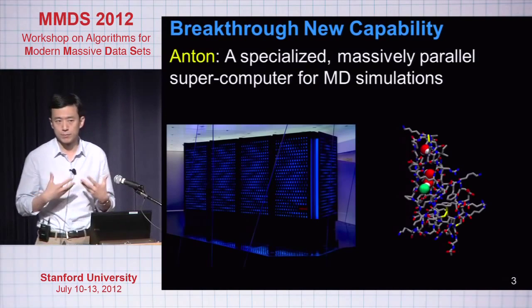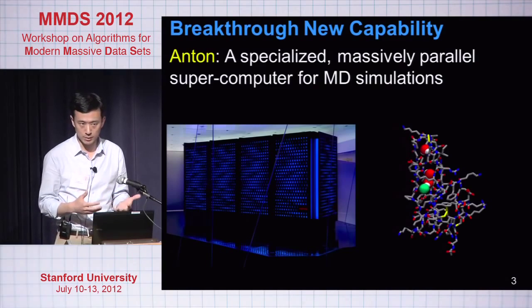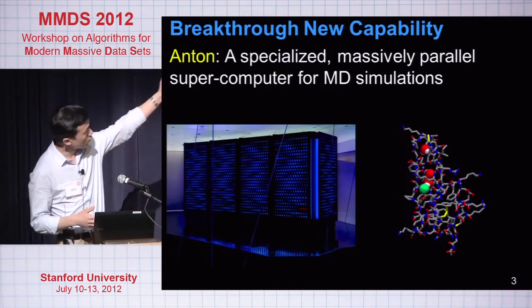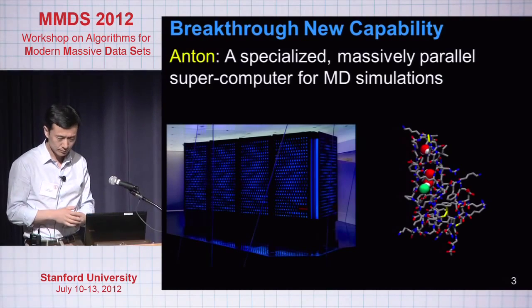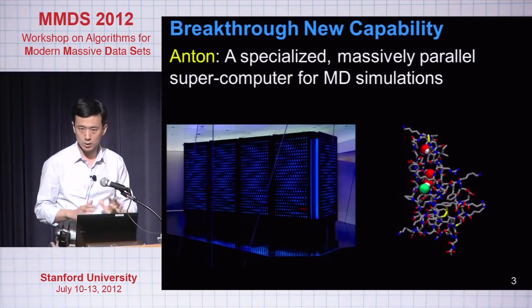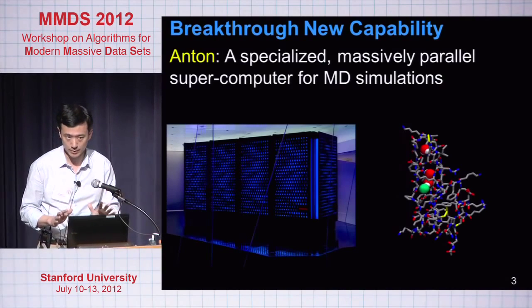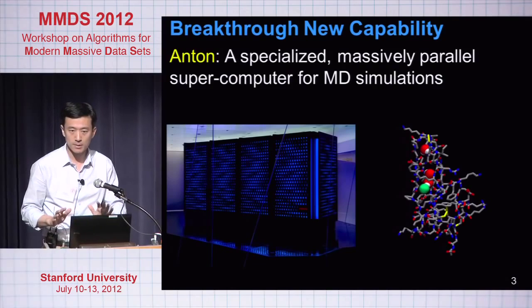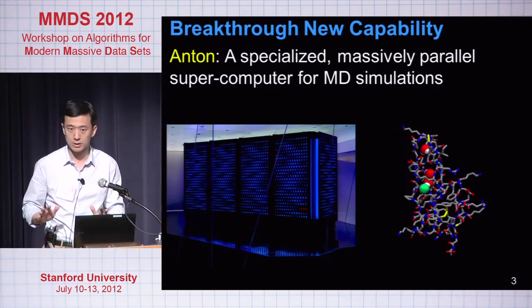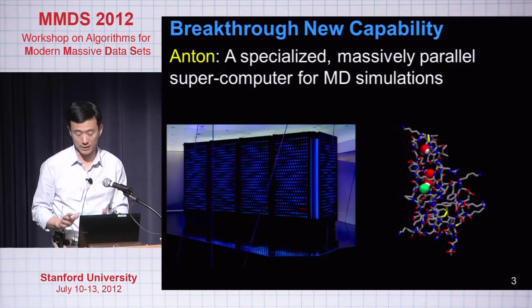We have already built a special purpose supercomputer called Anton, which is shown in the lower left corner. It's not an Intel-based system. It's not a commodity cluster. It pretty much cannot do anything else except for MD simulations really, really fast.